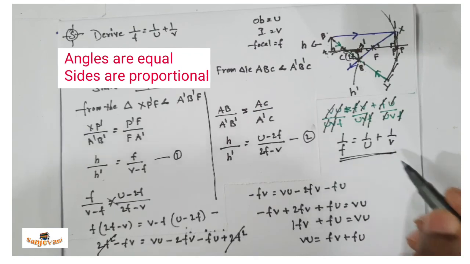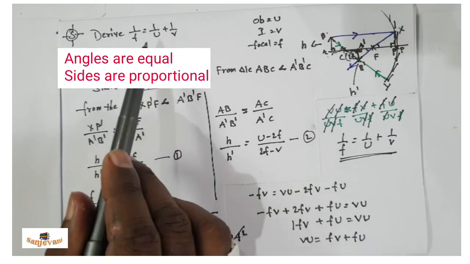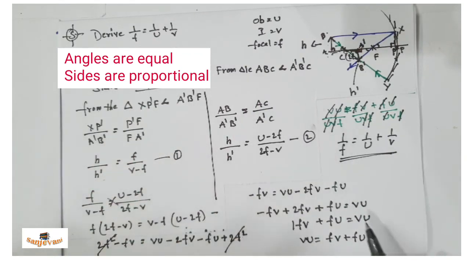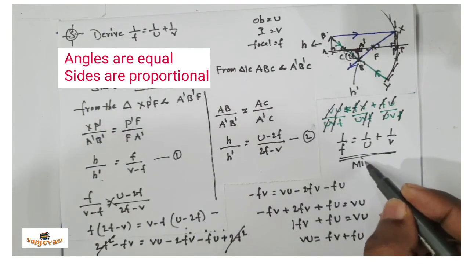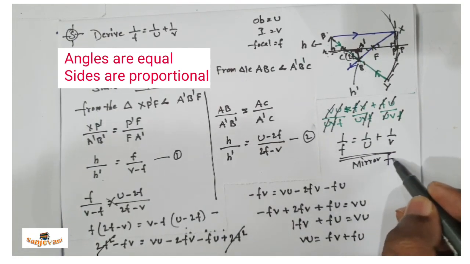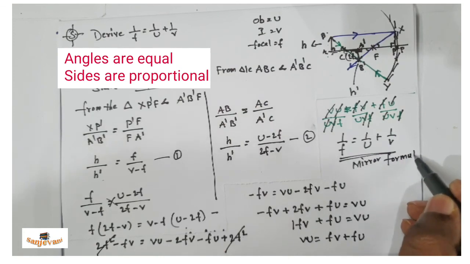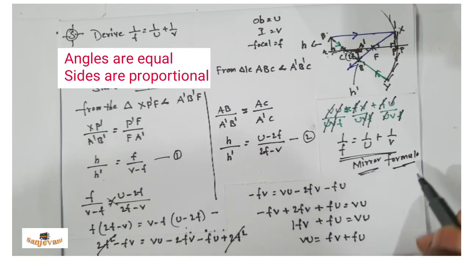Have you observed the derivation? 1 by f is equal to 1 by u plus 1 by v, we got here. This is the mirror formula. This is very easy to calculate.